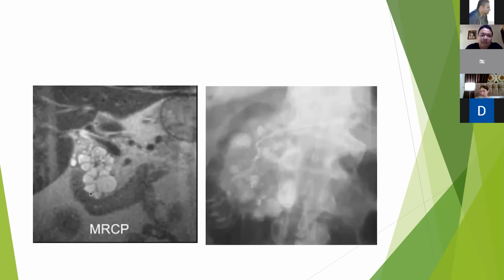On MRCP, we see a cluster of dilated pancreatic ducts within the head due to IPMN. Notice that there is no capsule around the lesion, but it may be similar to a serous cystic neoplasm. On ERCP, the contrast fills the pancreatic duct, which appears normal. Then the contrast mixes heterogeneously with the mucin within the dilated side branches. This is a very characteristic appearance of side branch IPMN.